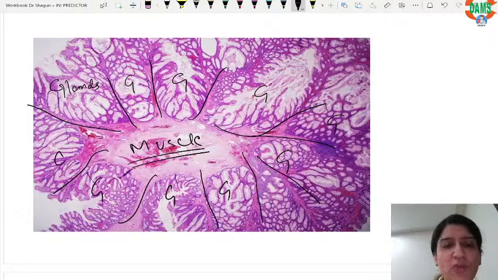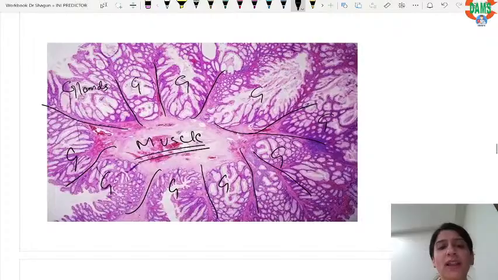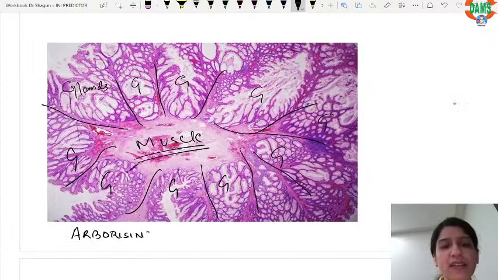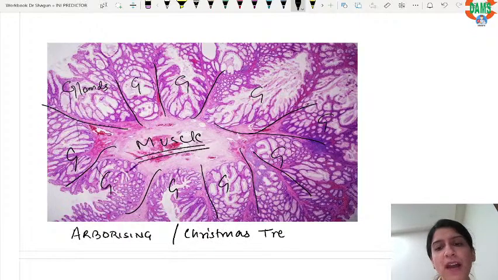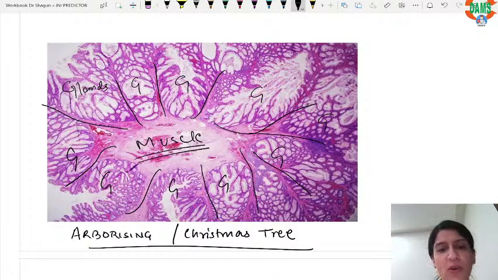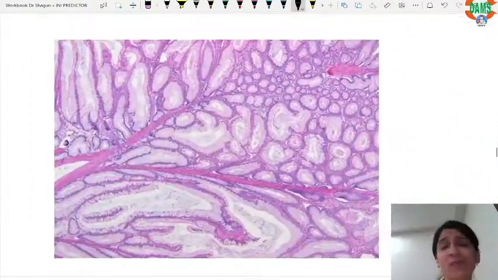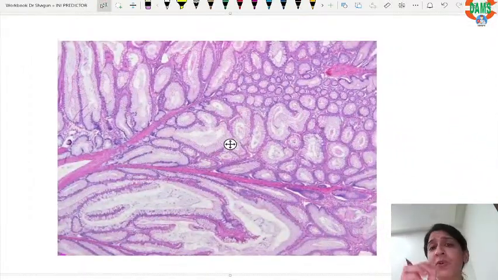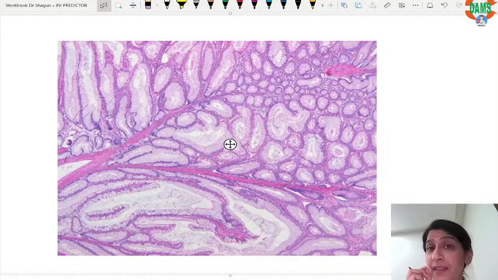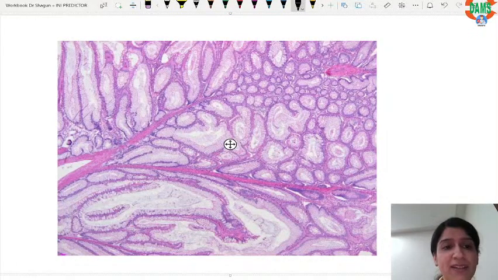All these are glands. So my muscle is trying to separate my glands. This is what you call an arborizing network, which is also called a Christmas tree pattern, a classical one of PJ polyp. See one more time. This is so important that I want all of you to please imprint this classical microscopy.